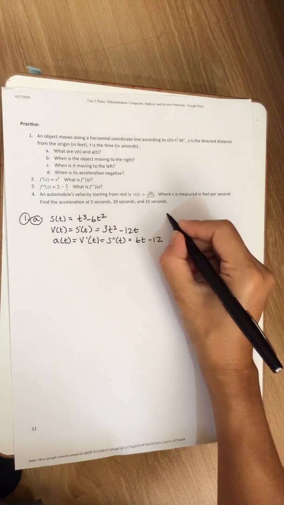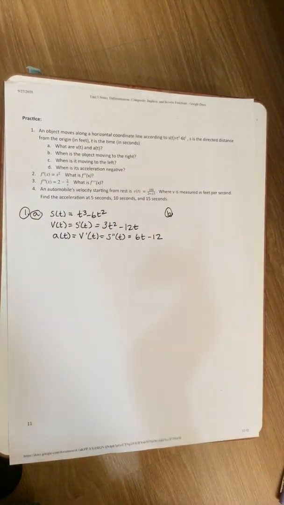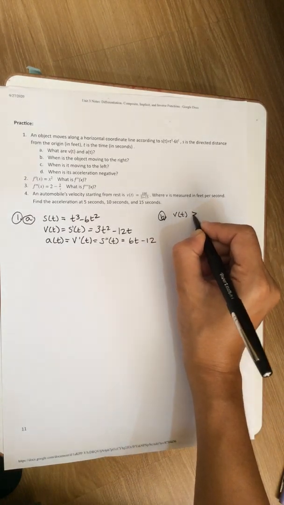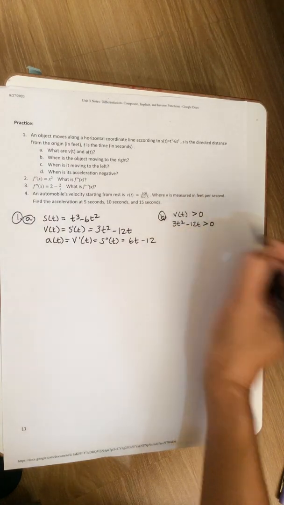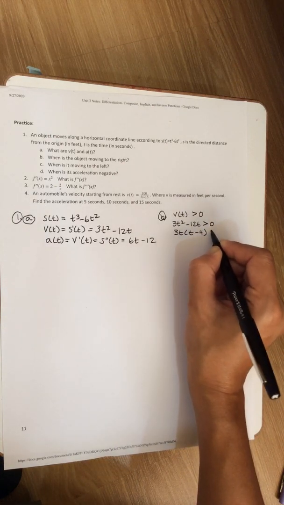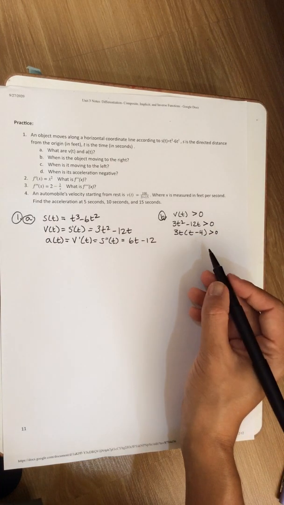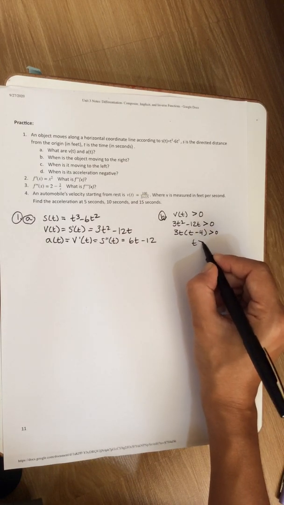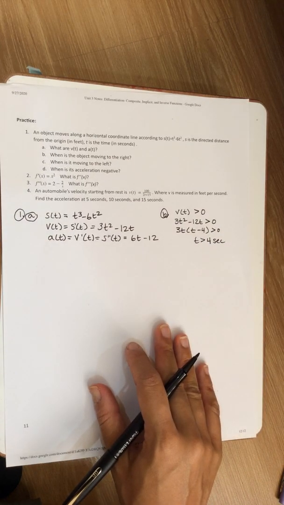And now B says, when is the object moving to the right? Well, the object is moving to the right when the velocity is positive. So when is the velocity greater than 0? Well, when is 3t squared minus 12t greater than 0? Right, so I can factor this out, and I end up with t minus 4 has to be greater than 0. So we know that, divided by 3t, t has to be greater than 4 seconds for the velocity to be positive.